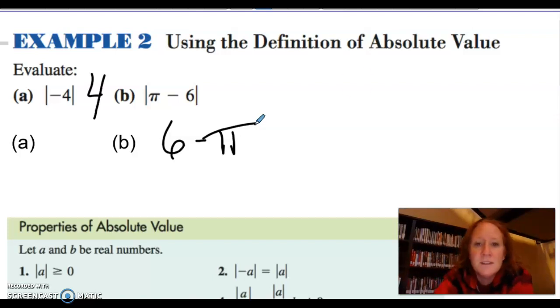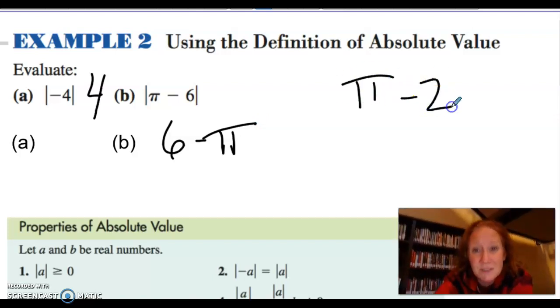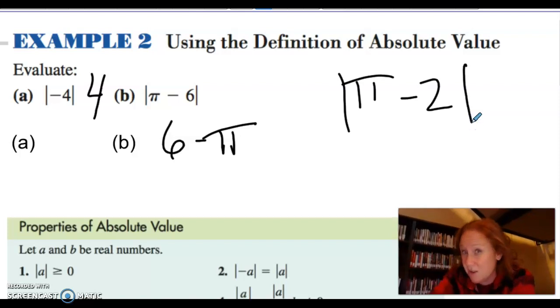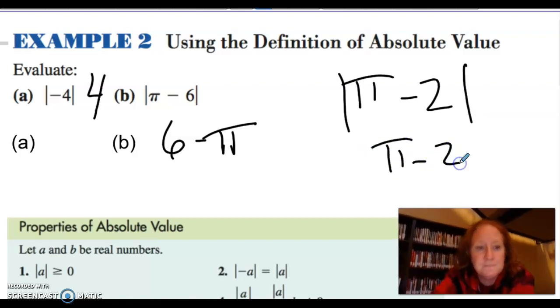Okay, but what if I did pi minus 2 and said the absolute value of that? Would you have to switch those? You wouldn't, because pi is bigger than 2. So that one would stay pi minus 2.